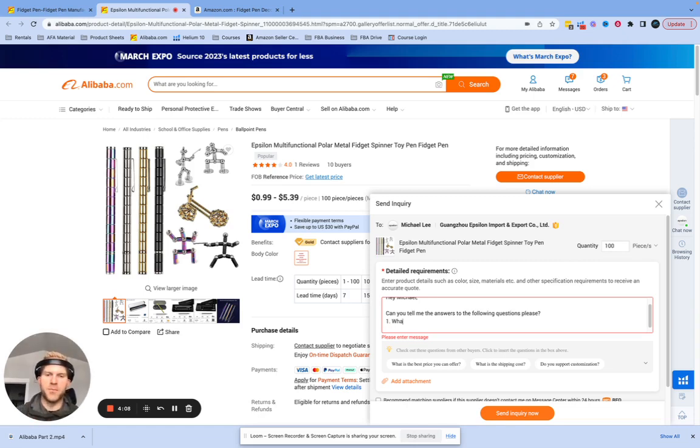So the first thing you can say is: MOQ, minimum order quantity, which I'm not going to use. What is the cost per unit for 500 units, right? 500 units is like an industry standard. Usually they're going to want to push you for 1,000 units. Don't do it. Start your first order anywhere between 200 and 500 units.